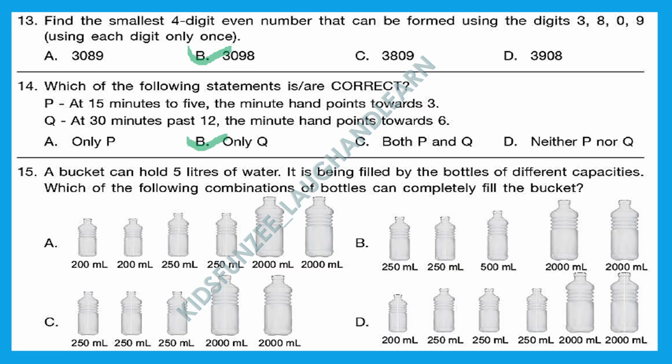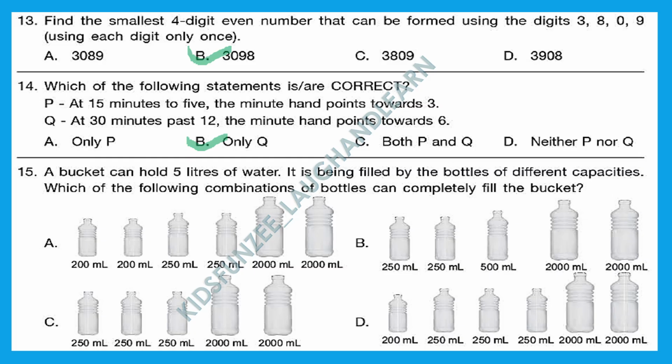Question 15. A bucket can hold 5 liters of water. It is being filled by the bottles of different capacities. Which of the following combinations of bottles can completely fill the bucket? So we have to fill a bucket and the capacity is 5 liters. We have these many bottles. We have to find which combination will be equal to 5 liters of water so that our bucket can get filled.